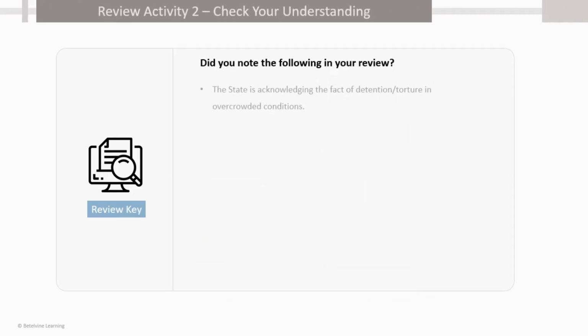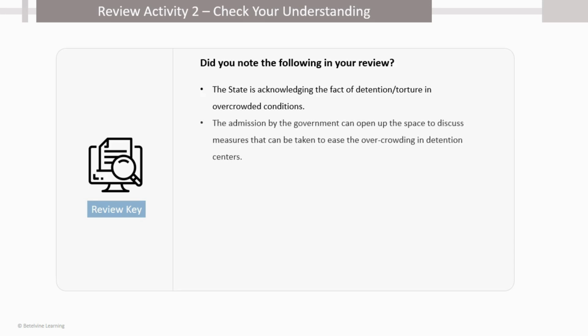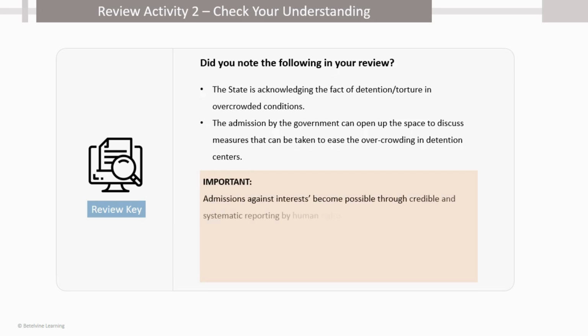The state is acknowledging the fact of detention in overcrowded conditions. However, again, such statements should not be interpreted only in the negative sense. The admission by the government can open up the space to discuss measures that can be taken to ease the overcrowding in detention centers. Thus, admissions against interests become possible through credible and systematic reporting by human rights organizations.